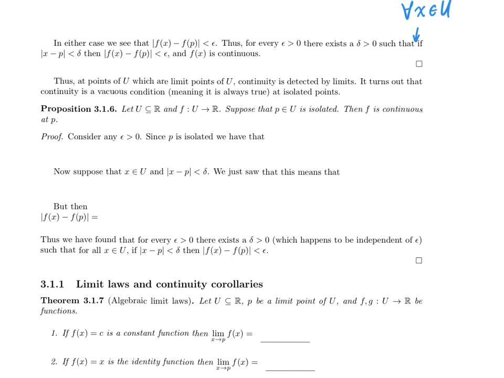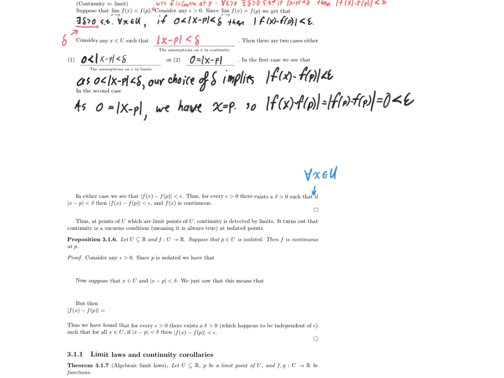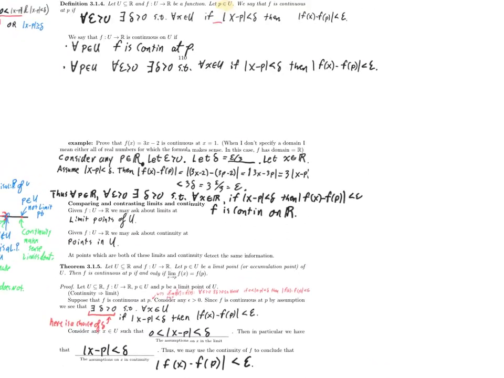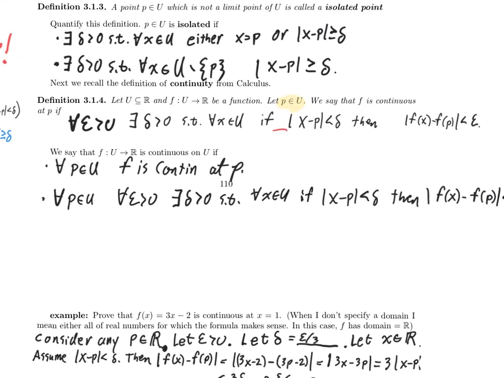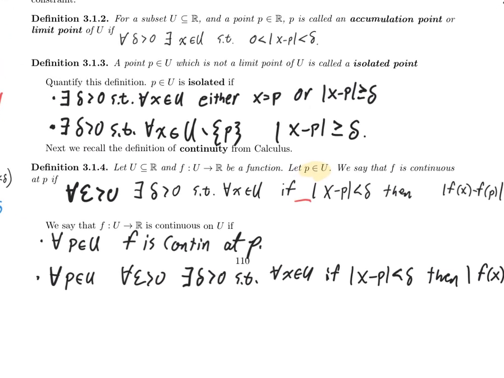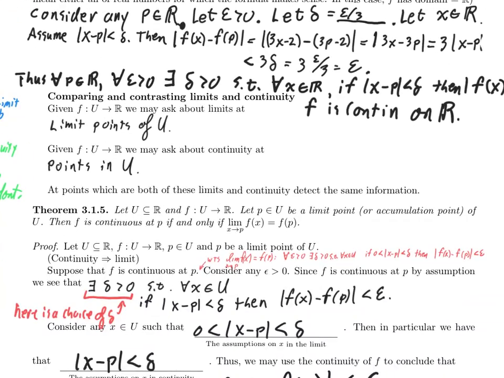The only assumption we have right now is that p is isolated. Let's remind ourselves the formal definition of isolatedness. p is isolated means that there exists a delta bigger than 0, so that for every x in U, either x is equal to p or the absolute value of x minus p is less than delta. Notice, there's a choice of delta. Maybe that's the choice of delta we need? I don't know.